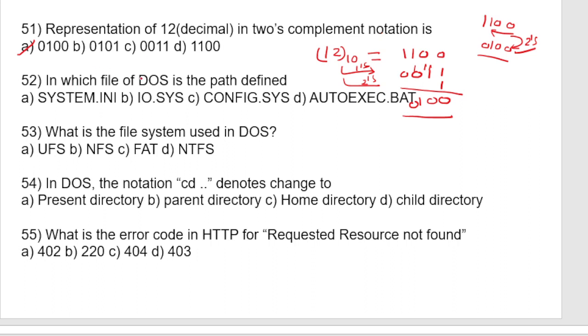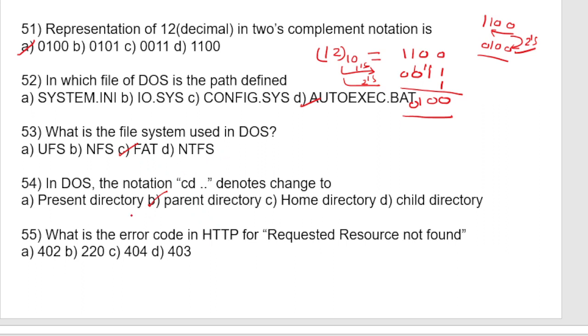Now in DOS file system, in which file of DOS is the path defined? So basically autoexec.bat, this is the file. Now what is the file system in DOS? Generally the systems we are using are DOS based, so we have FAT. Okay, in DOS the notation cd .. denotes change to the parent directory.